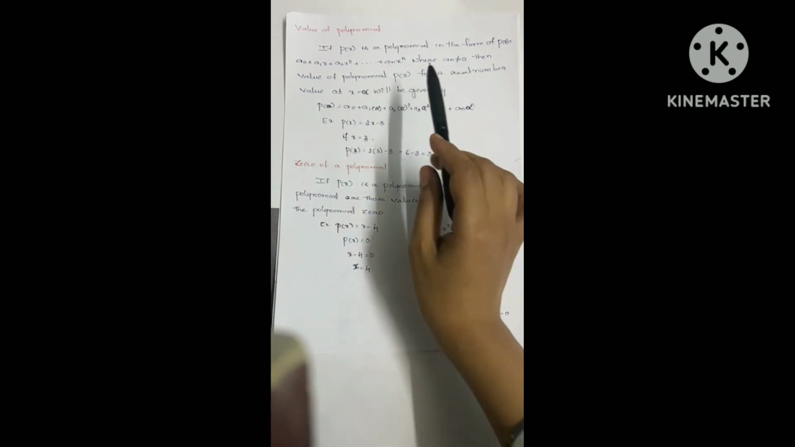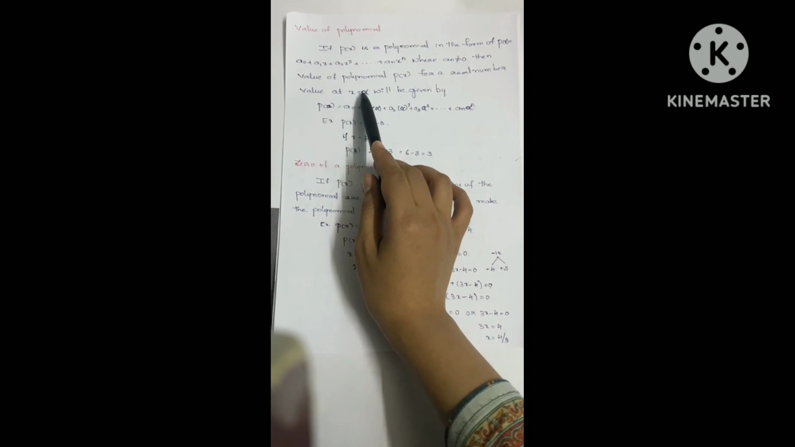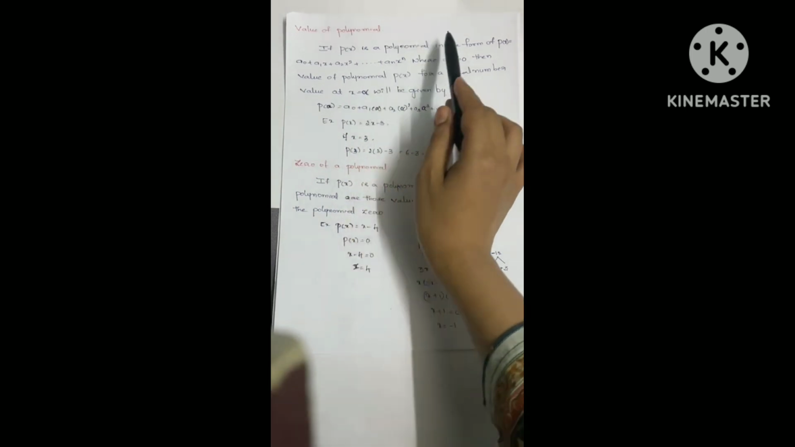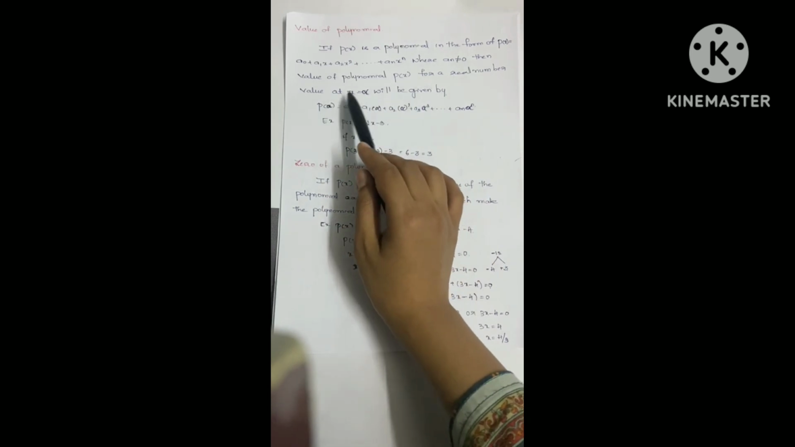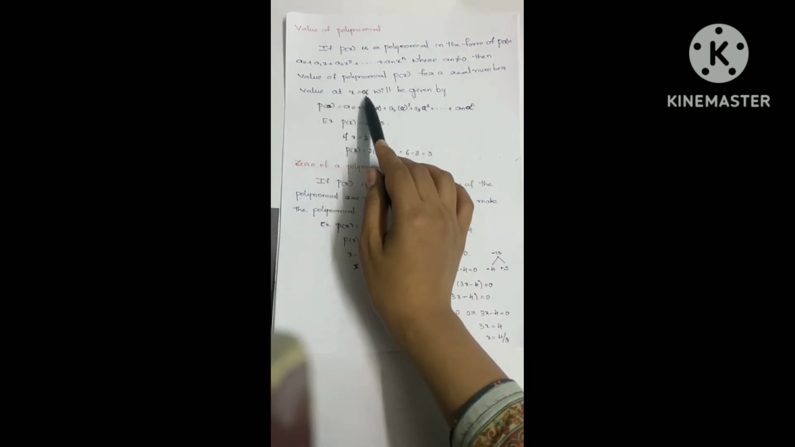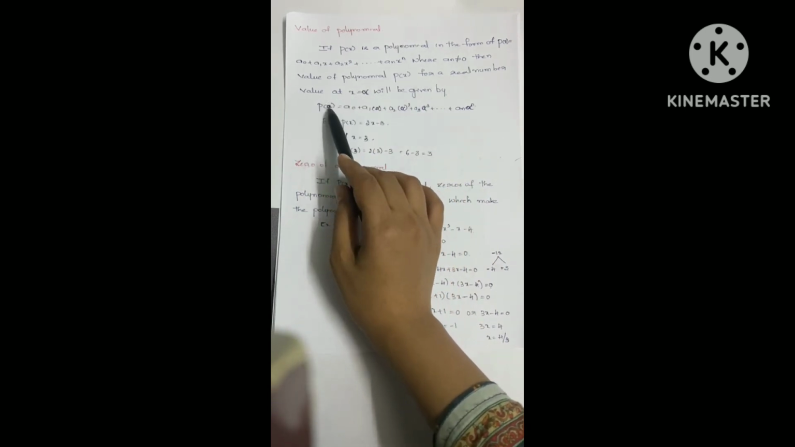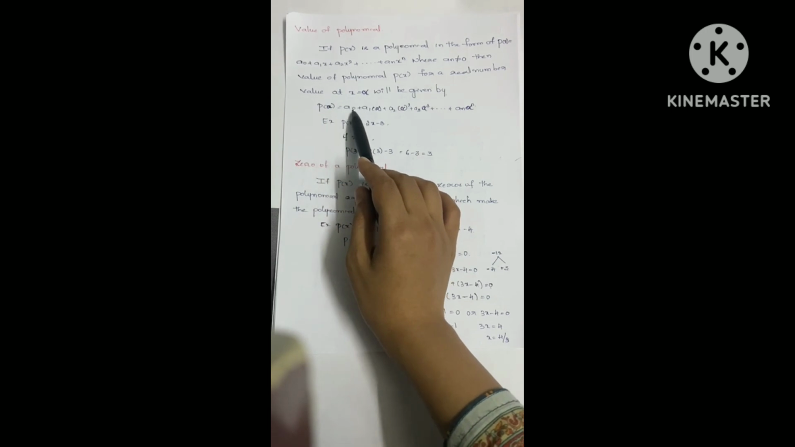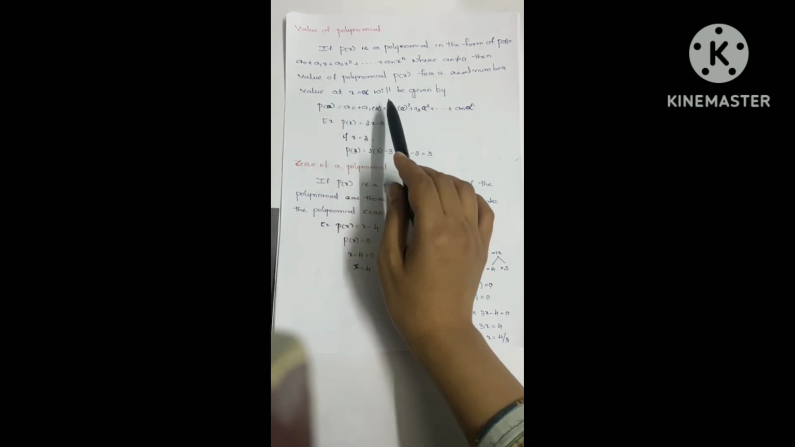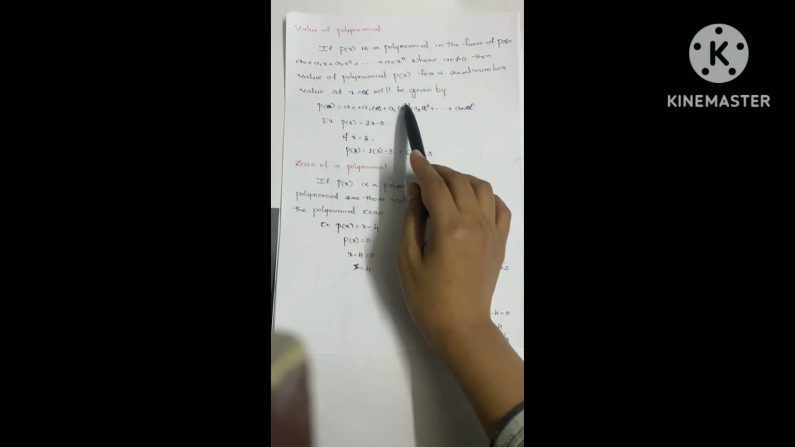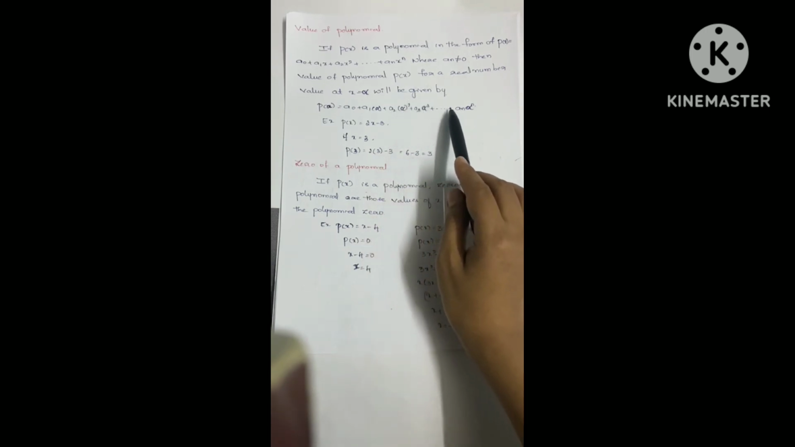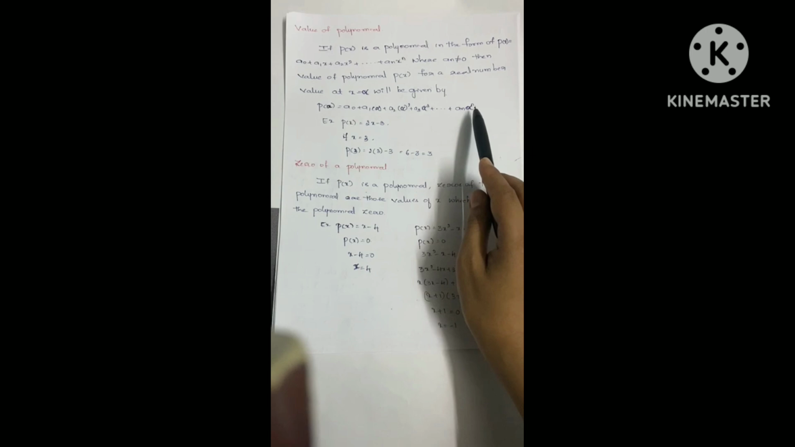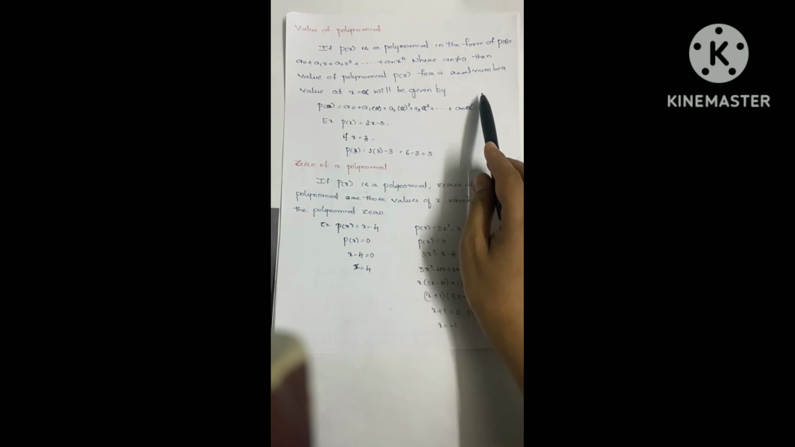Then the value obtained by putting x equals alpha in p of x is given by replacing x by alpha. So p of alpha is equal to a0 plus a1 alpha plus a2 alpha square plus a3 alpha cube and so on up to an alpha to the power of n.